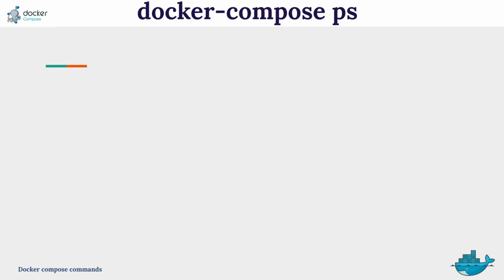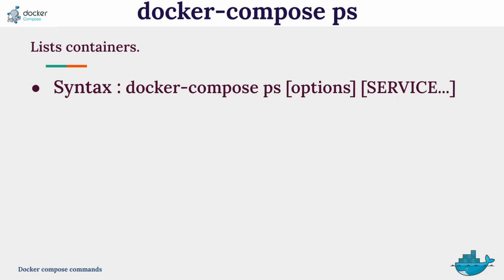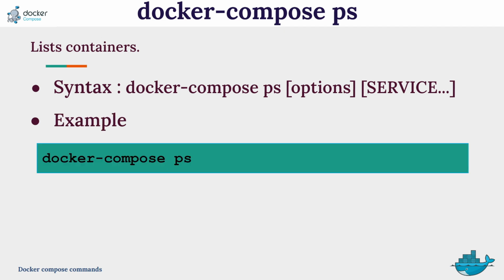Next command is docker compose ps. Lists containers. Let's see the syntax. The usage of the docker compose ps command starts with the docker compose ps keyword, options, service. Shows the status of containers.